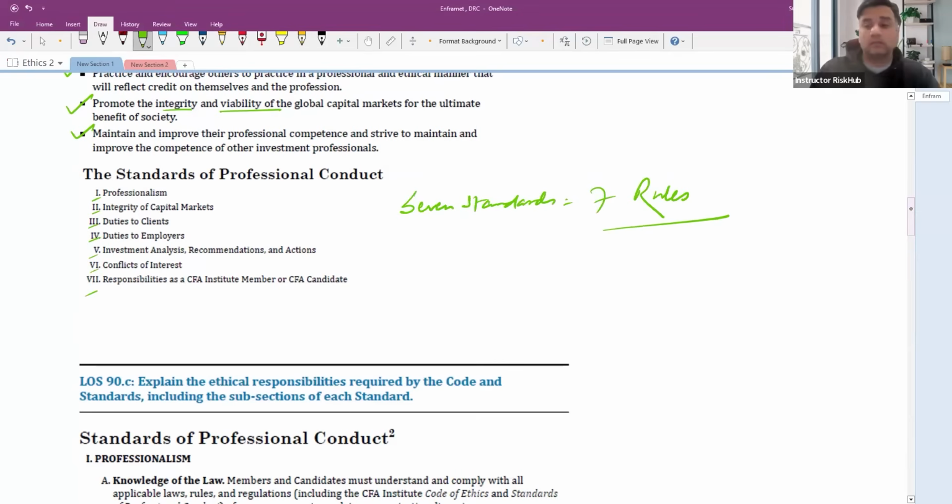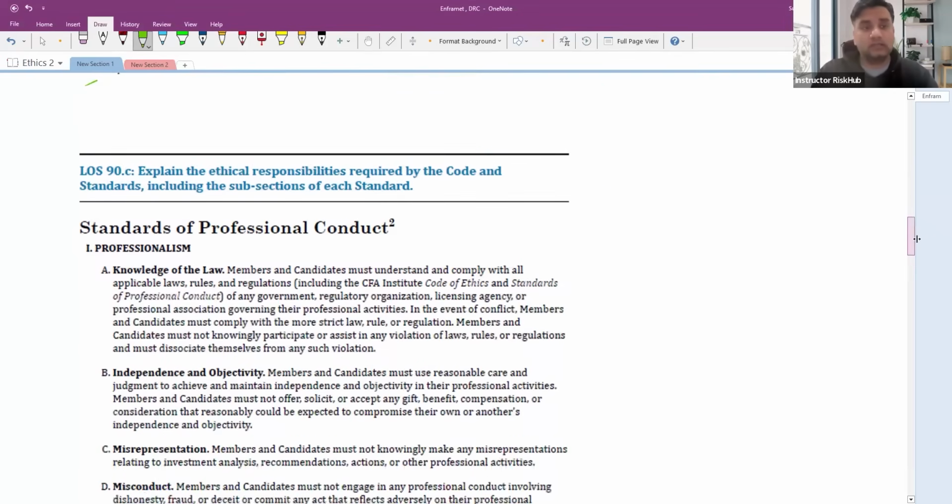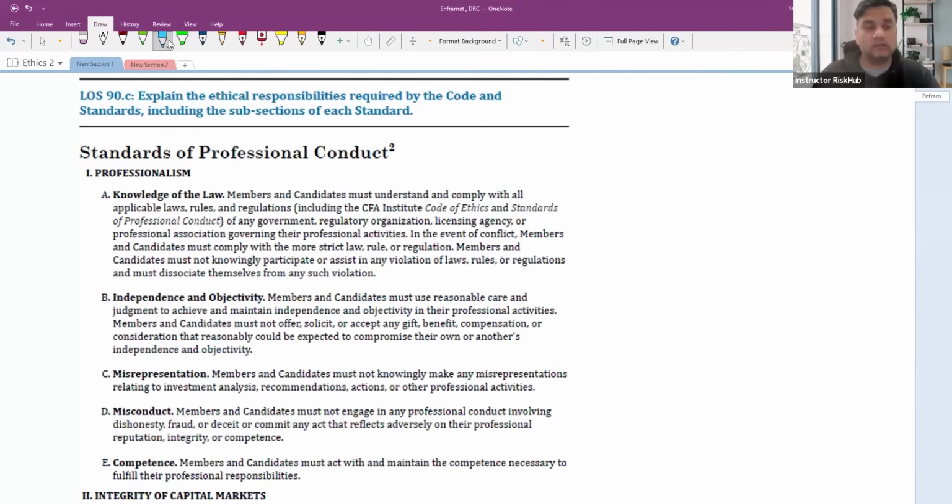Okay. Then we go to 90C, right? Here you are explaining the ethical responsibilities required by the Code and Standards, including the subsections of the standards. If you look at the Standards of Professional Conduct, the first one is Professionalism, right? You need knowledge of the law. You need to follow your local law, right? Your CFA Code and Standards. If there's a conflict, you follow the stricter rule. Never assist or participate in any kind of violation. Must dissociate if the violation continues, right?